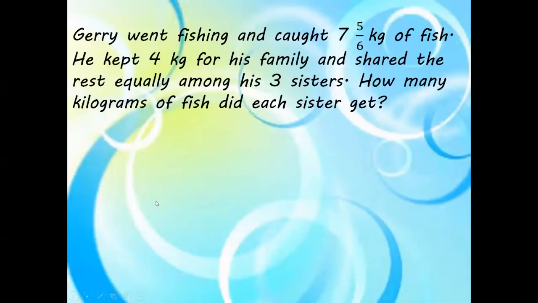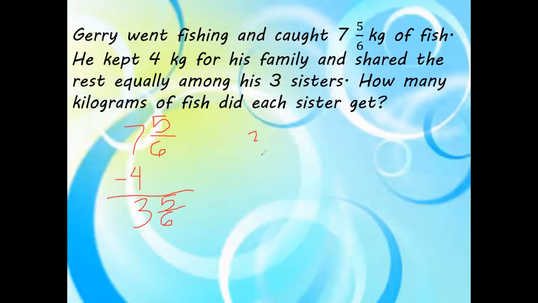Jerry went fishing and caught 7 5/6 kilograms of fish. He kept 4 kilograms for his family and shared the rest equally among his 3 sisters. How many kilograms of fish did each sister get? Okay, so we have to subtract first, because it says here that he kept the 4 kilograms. So subtract 7 5/6 minus 4. You'll have 3 5/6. So the remaining 3 5/6 will be shared by the 3 sisters.